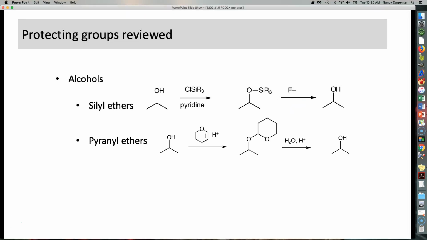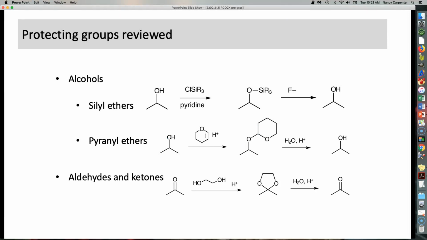You can also protect alcohols with that crazy DHP. That's called a pyranyl ether because that's a pyran. Again, note the key offender, the acidic hydrogen, is gone. In both cases I've made an ether. Ethers are pretty inert. How do I deprotect my pyranyl ether, my THP ether? By using water and acid, because look, it's an acetal.